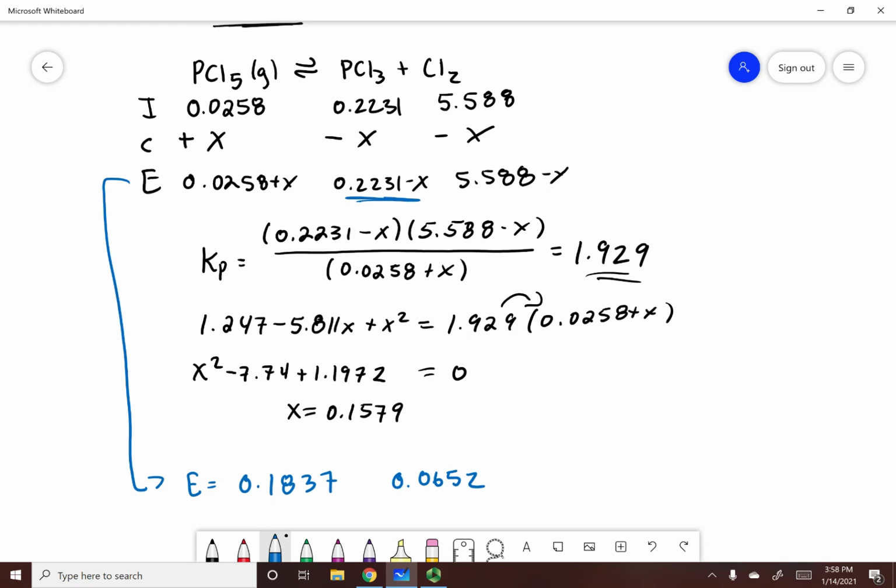And then lastly, 5.588 minus the 0.1579. And this gets us a value of 5.4301 as our equilibrium pressure. All right, I hope that made sense.